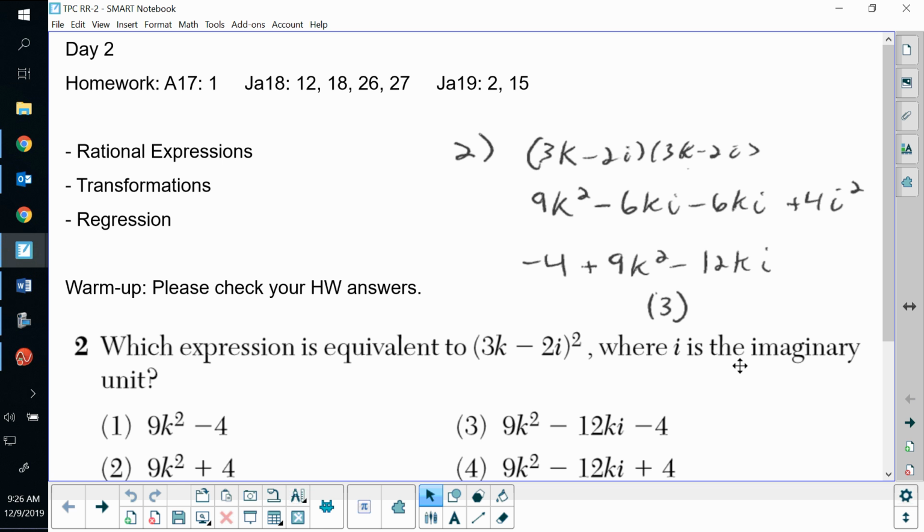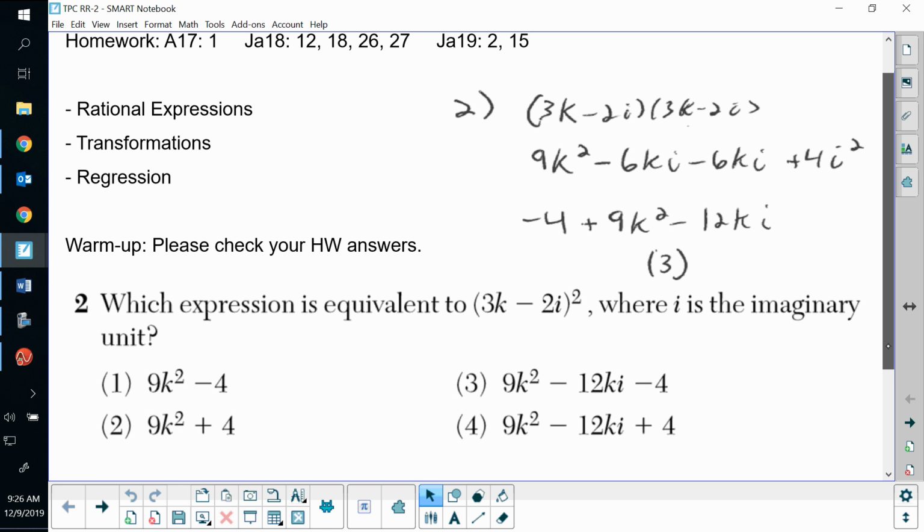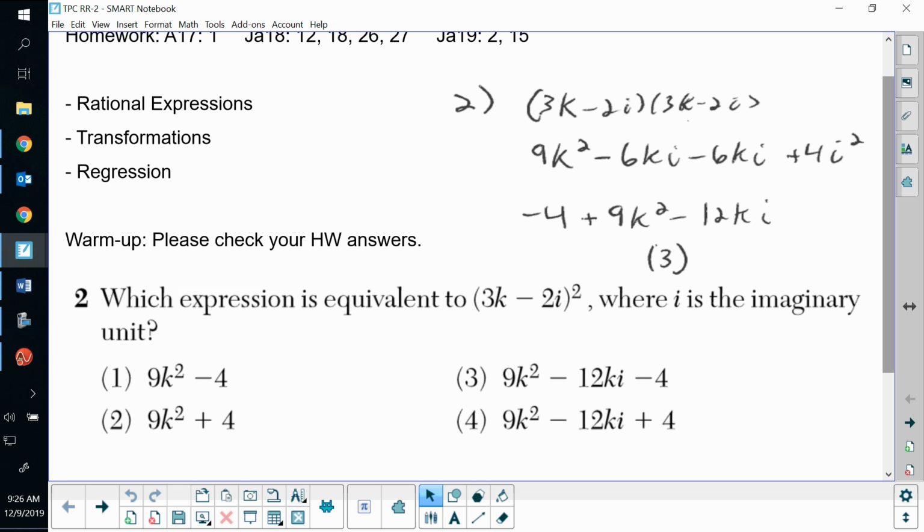All right, so our first one was number 2. There's 2 ways we could do this. First, the mathematical way, write it twice and FOIL it out. Remember, you don't want anything more than i to the first, so that i squared there with the 4i you can put in the calculator, and that gives you -4. And then just pick which choice matches, which was choice 3.